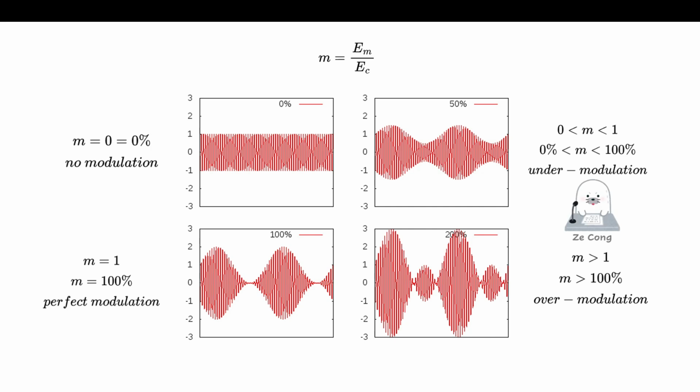Lastly, if m is larger than 1, this means overmodulation. This is what we want to avoid. The waves cross over each other, creating distortion. Your voice will sound terrible.